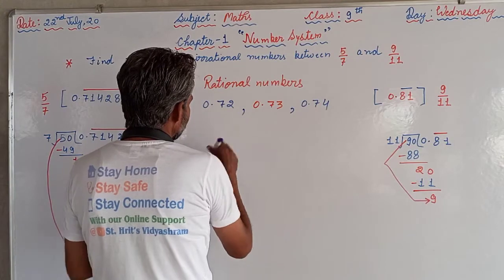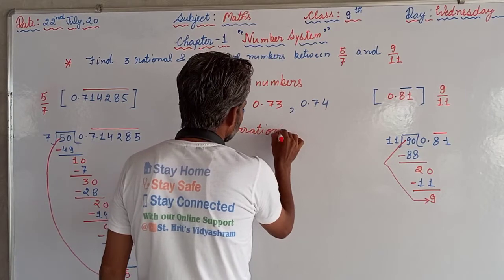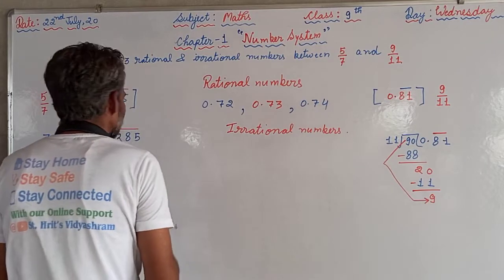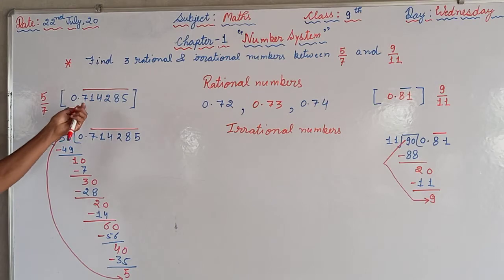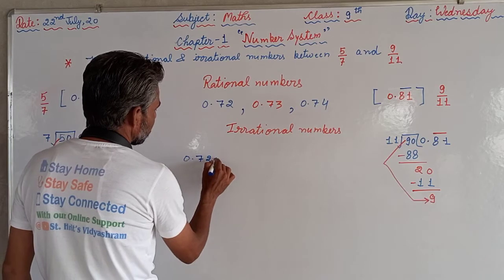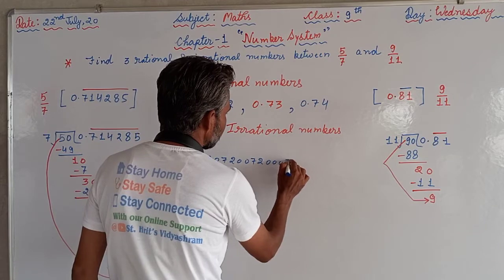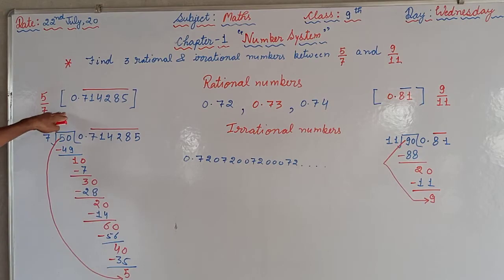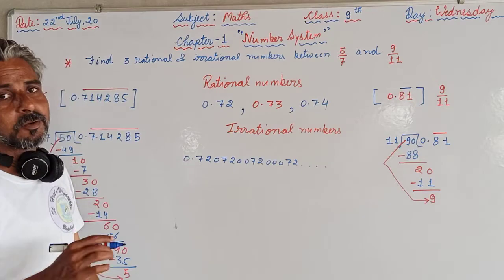And now we will find out the irrational numbers. What we will do for the irrational numbers, we will take the first two digits more than that. So we can take 0.72, 0.720720072, 0.7200720007, dash dash dash. This is one of the numbers which is more than this and less than this. Irrational number means it is not being terminated and not being repeated.